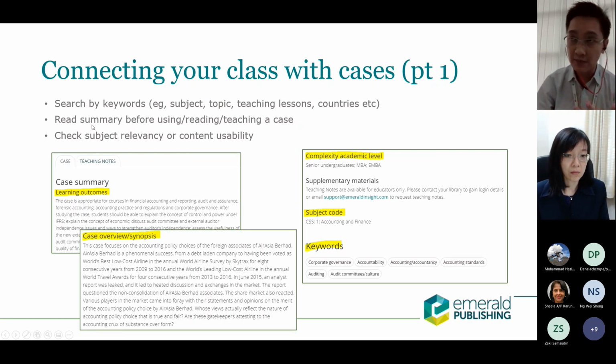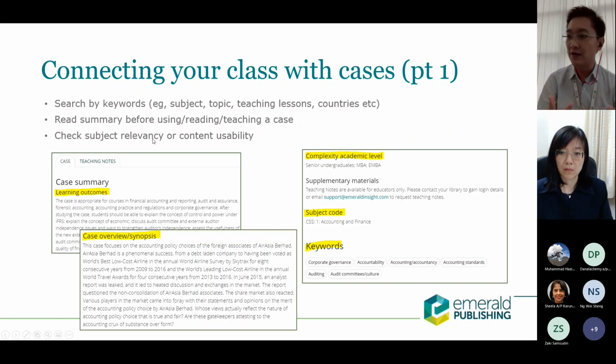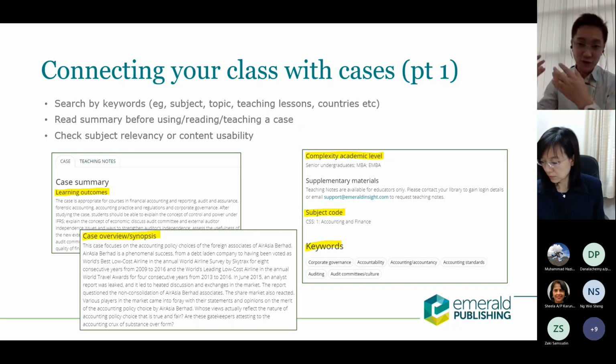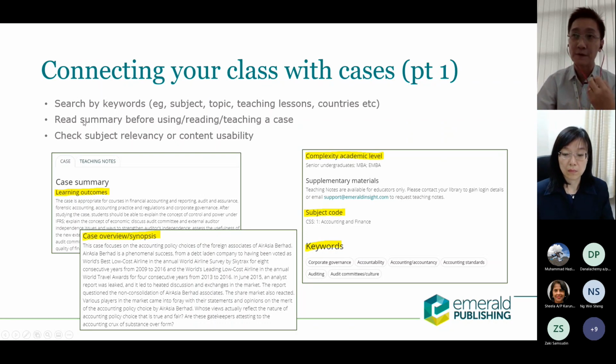Read the case summary before using it, before getting the students to read it, or before using this case to teach ad hoc. Some may not prepare enough. They just use the case and teach. My advice is that it would be better to read the case summary to understand whether this case is suitable for your students, for your class and discussion environment. So always check the subject relevancy and content usability.